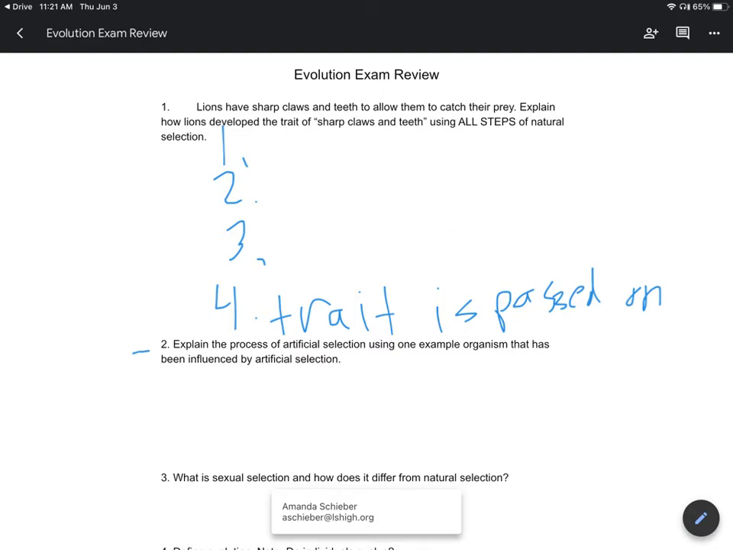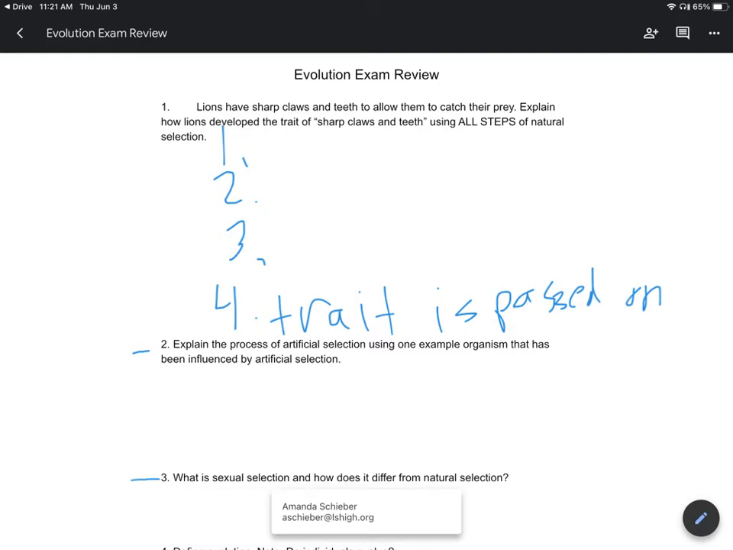Artificial selection, that's when humans are breeding for specific traits. So for like the example with the pigs, always breeding the biggest pigs together and not breeding the smallest pigs. And eventually you get large pigs. And so for an organism that has been influenced, you could pick anything that humans farm or have as pets or livestock or use in any way, really.